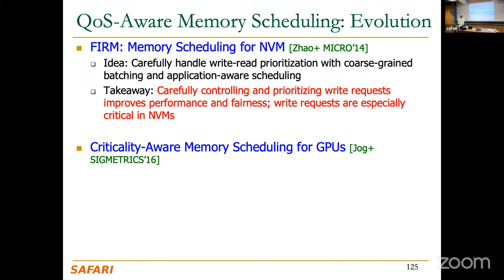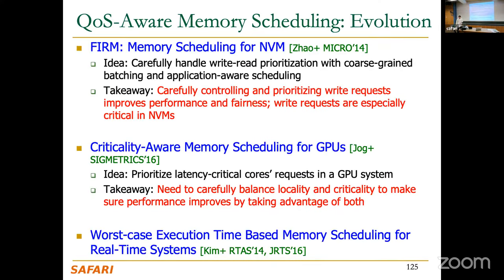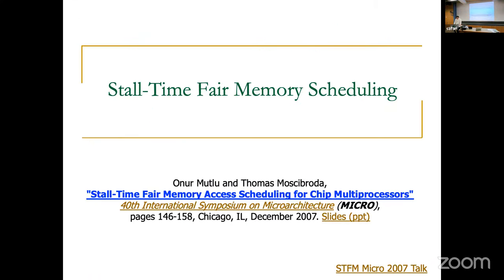There are scheduling techniques for GPUs, and there's also worst-case execution time-based memory scheduling for real-time. These are all quality of service-aware scheduling techniques in different contexts. Now we'll go on with STFM, stall time fair memory scheduling. This is the first paper we will cover in quality of service-aware memory scheduling techniques.